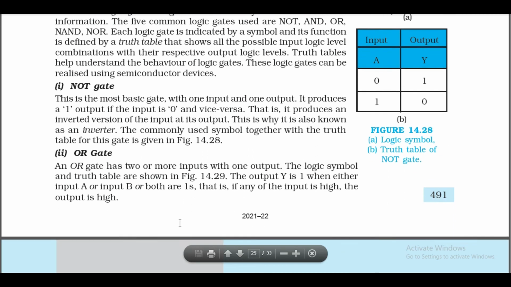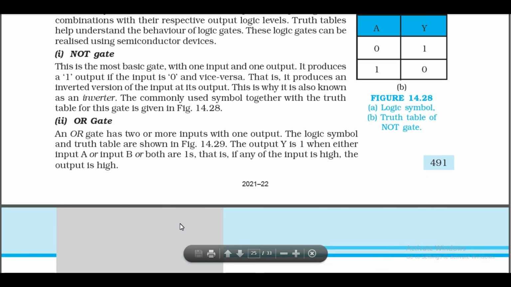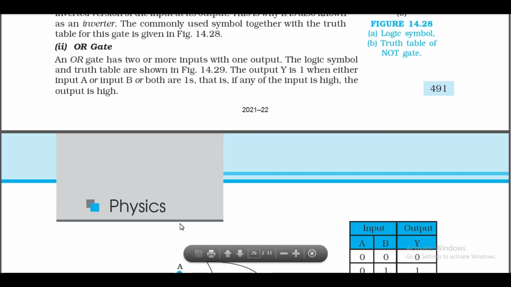First, NOT gate. This is the most basic gate with one input and one output. It produces 1 as output if the input is 0 and vice versa. That is, it produces an inverted version of the input at its output. This is why it is also known as an inverter. The commonly used symbol together with the truth table for this gate is given in figure 14.28.